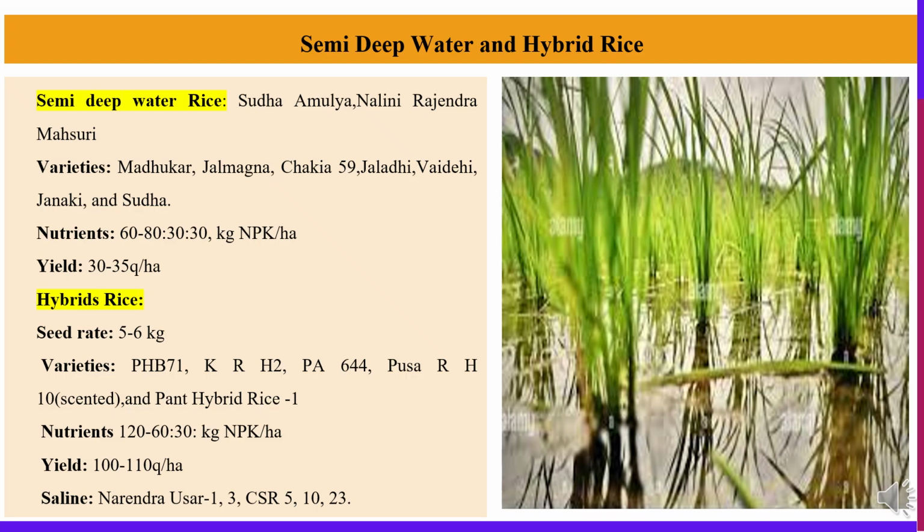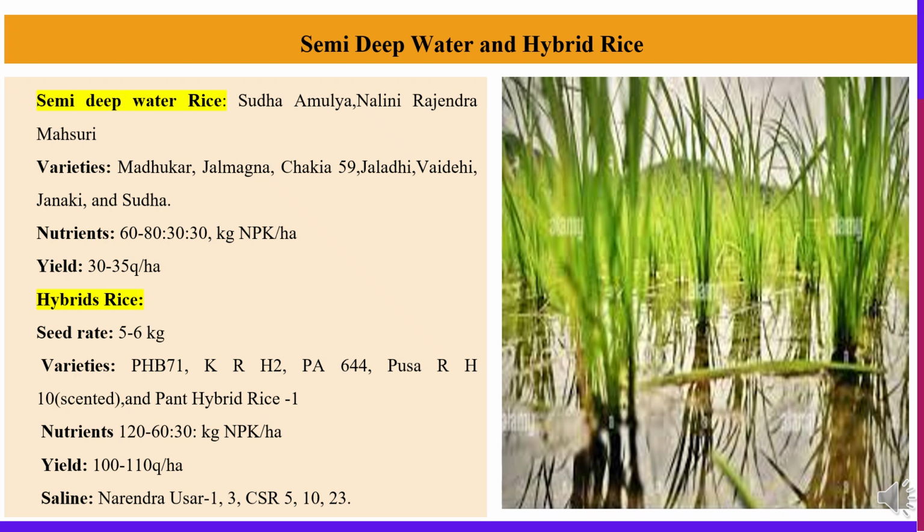Popular hybrids: PHB 71, KRH2, PA 644, Pusa RH10, Scented Hybrid, Pant Hybrid Rice 1. Nutrient requirement: 120 kg nitrogen, 60 kg P2O5 and 30 kg K2O per hectare for optimum productivity. Yield potential: 100 to 110 quintals per hectare under recommended management practices. Advantages: higher yield, better input use efficiency, and suitability for both irrigated and rain-fed ecosystems, depending on hybrid type.